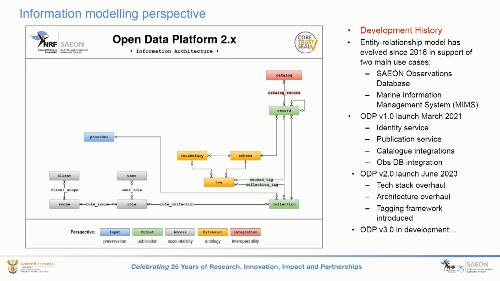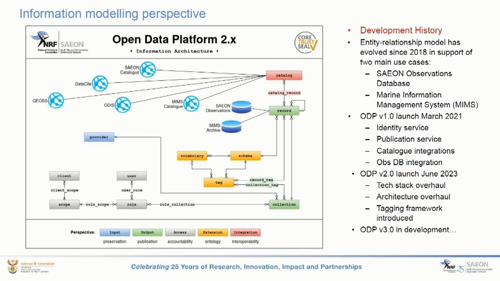Now getting more into the technical side of things, this is a view of the entity relationship model of the current production platform. This model has been evolving since 2018 in support of our two main use cases. ODP version 1 launched in 2021, and we've had a number of services running continuously since then, so an OAuth 2 based identity service, metadata publication service, a number of catalog integrations that have come online over time, and an automated integration with the Seon Observations Database for metadata publication.